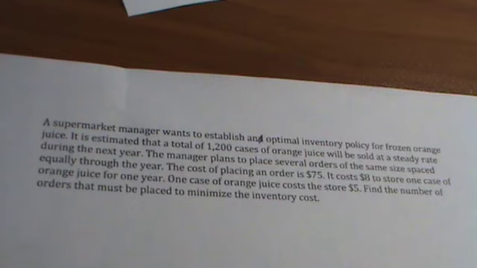The cost of placing an order is $75. It costs $8 to store 1 case of orange juice for 1 year. 1 case of orange juice costs the store $5. Find the number of orders that must be placed to minimize the inventory cost.